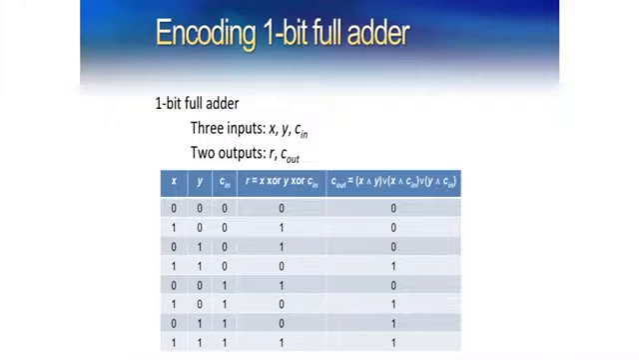Okay, so again, we're reducing everything to SAT. Here's how we encode a 1-bit full adder with 3 inputs. So we're going to have X and Y plus a carry bit coming in and 2 bits coming out.